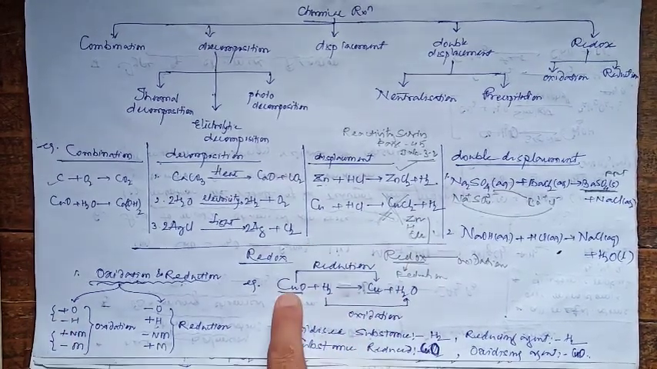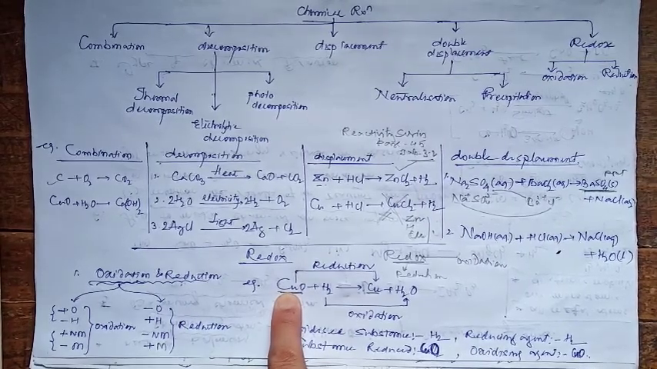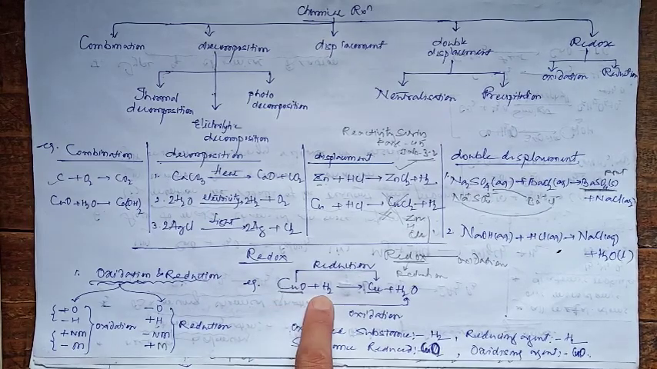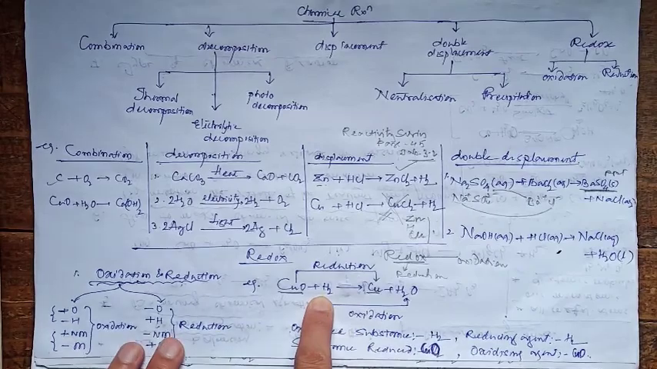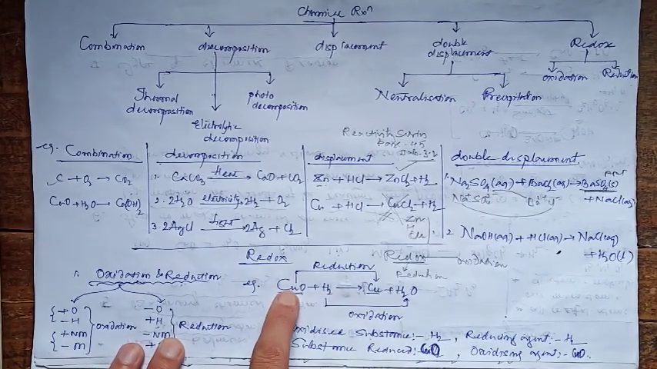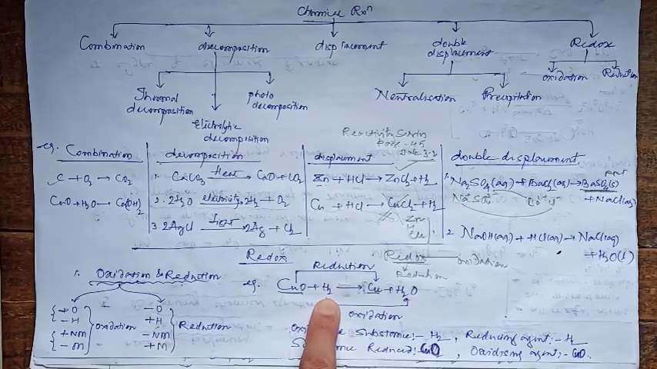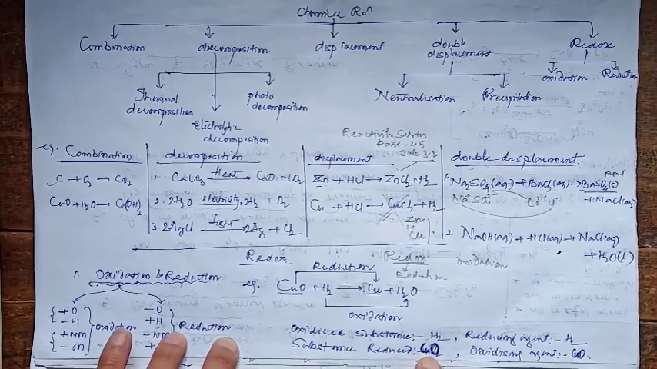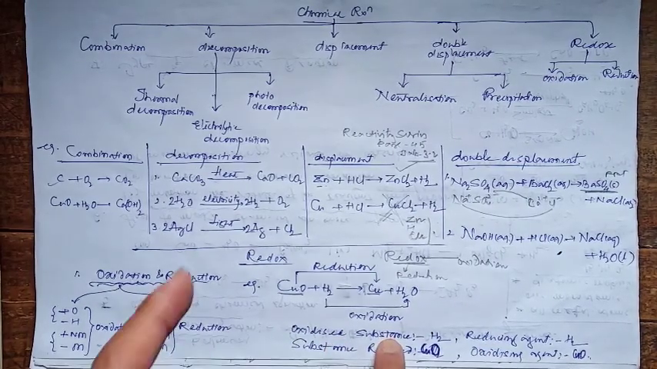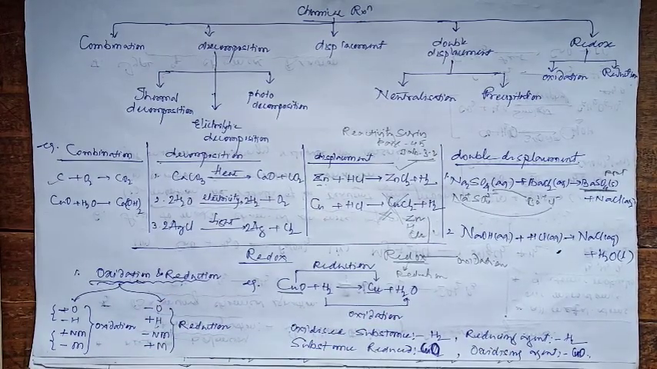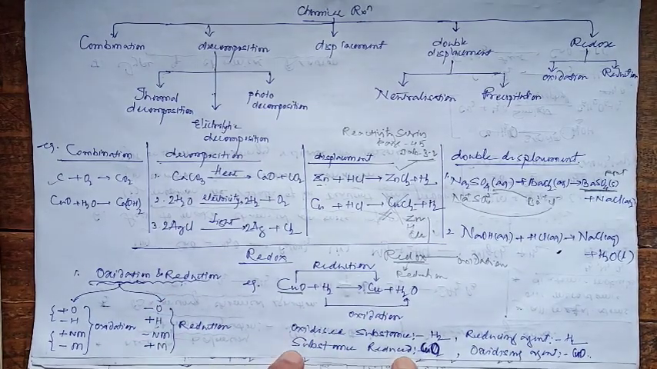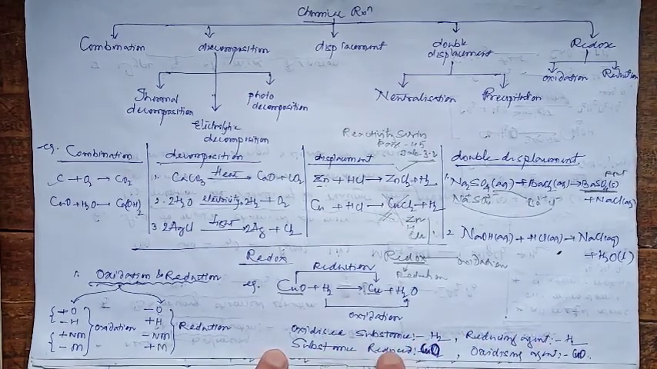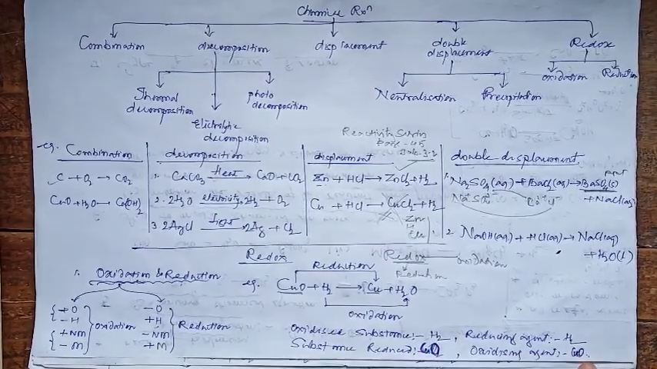So in this reaction, the substance from which oxygen is lost is said to be reduced, and the substance to which oxygen is added is said to be oxidized. So we have the oxidized substance as hydrogen and the reduced substance as copper oxide. The substance oxidized is the reducing agent, and the substance reduced is the oxidizing agent. So the oxidized substance is hydrogen, so our reducing agent is hydrogen. The substance reduced is copper oxide, so our oxidizing agent is copper oxide.